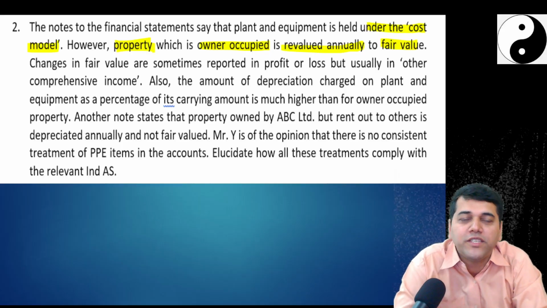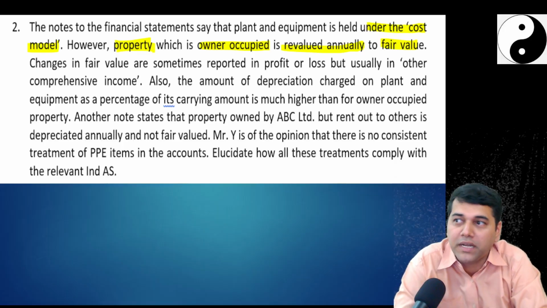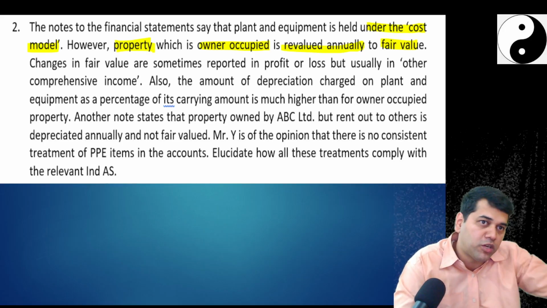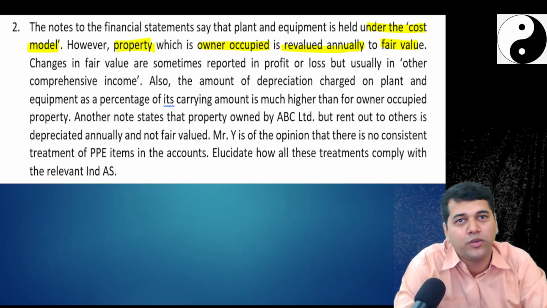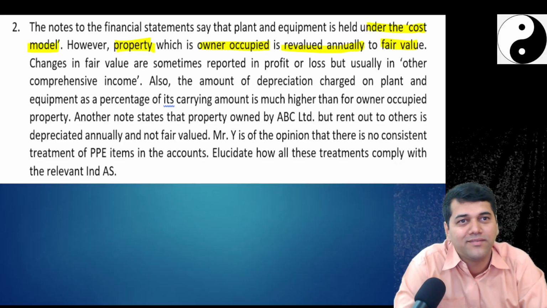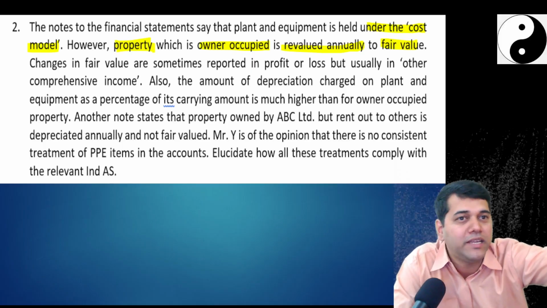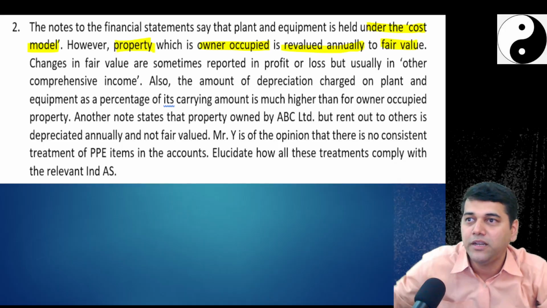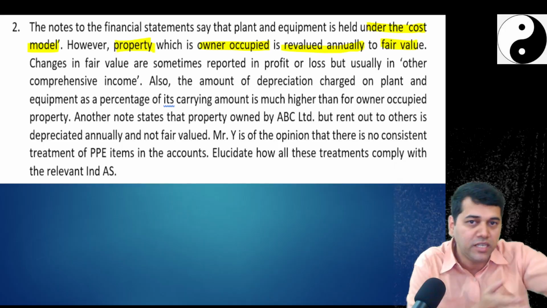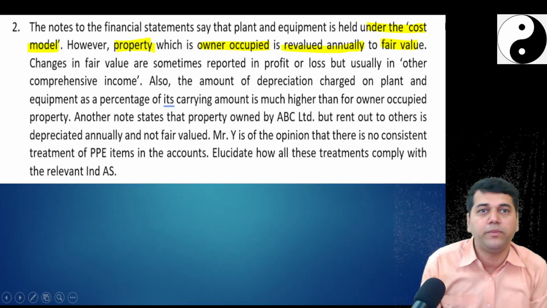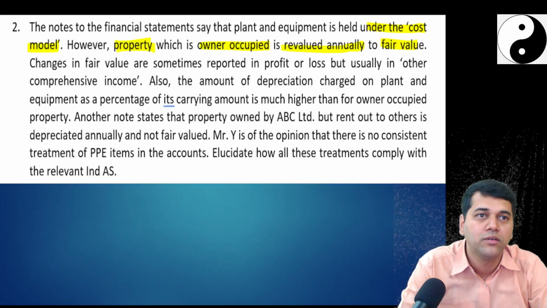Both will come under which head? PPE. But under PPE, can you follow the cost model for one and the revaluation model for another? Yes, this is what we discussed. Office building, you can do the revaluation model. Factory building, you can do it. Plant and machinery, you will do under the cost model. Office building, you will do under the revaluation model.